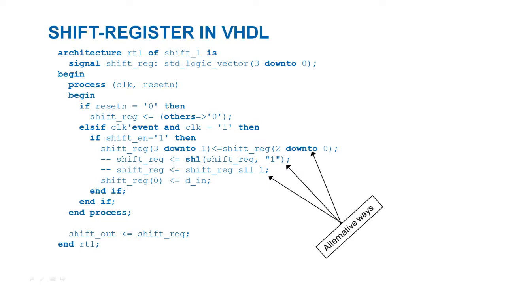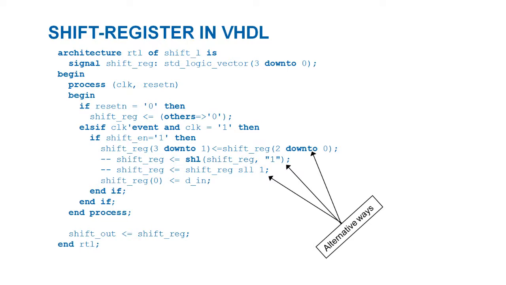So if the reset signal is low, then I would like to nullify, or set, the shift_reg signal to 0. Now, upon subsequent events on the clock, when the event finalizes with the clock value being 1, then I would like to shift. But this can only be possible if the shift enable signal is active, it's 1.